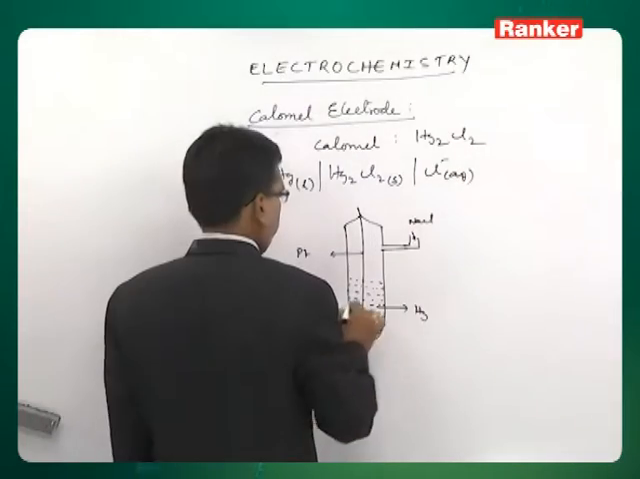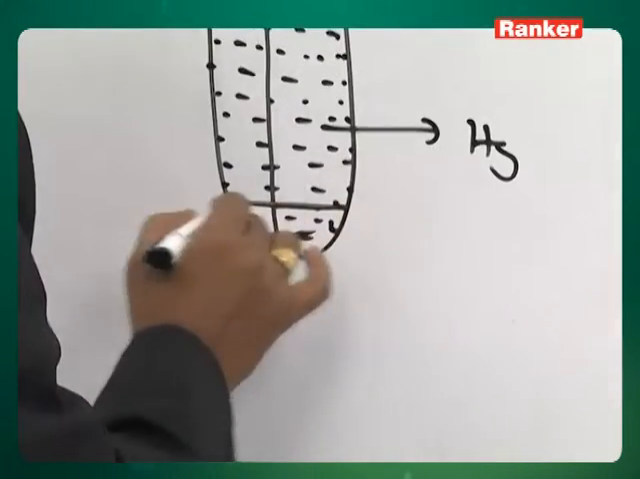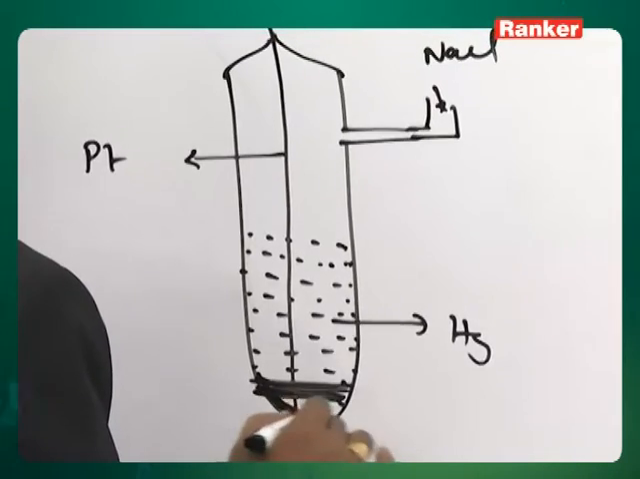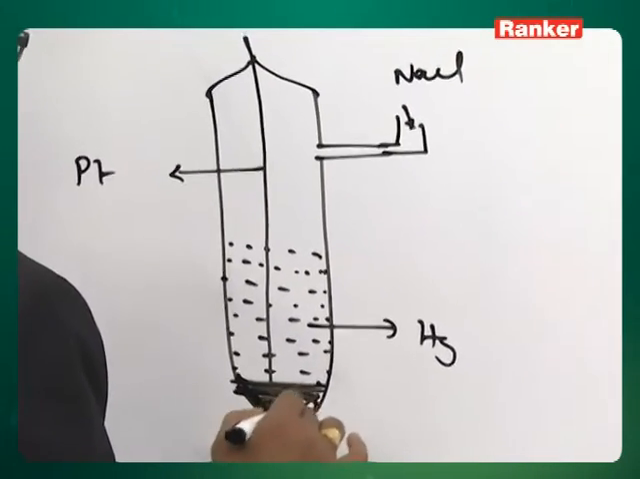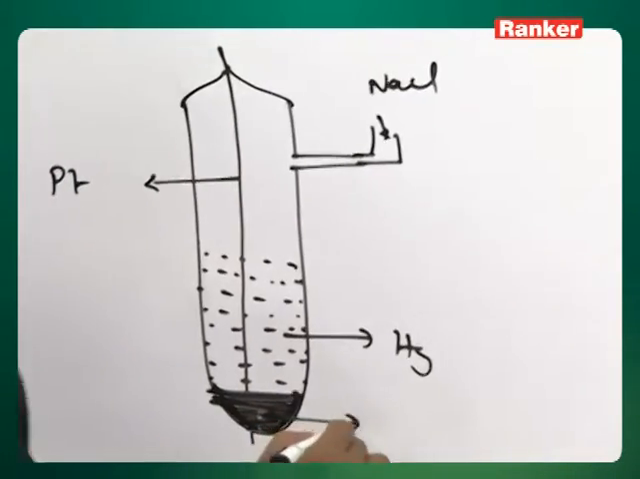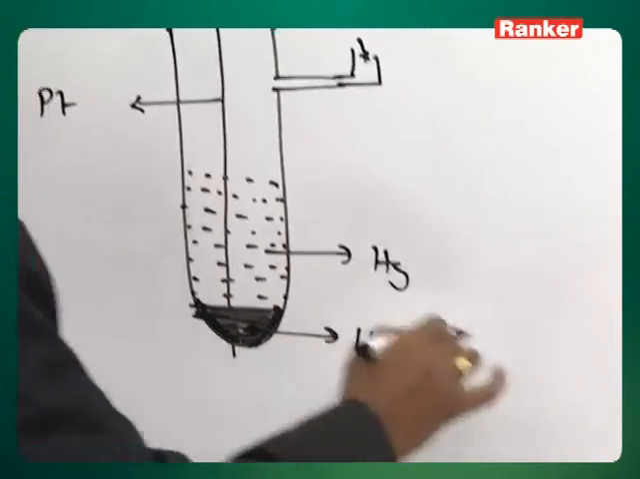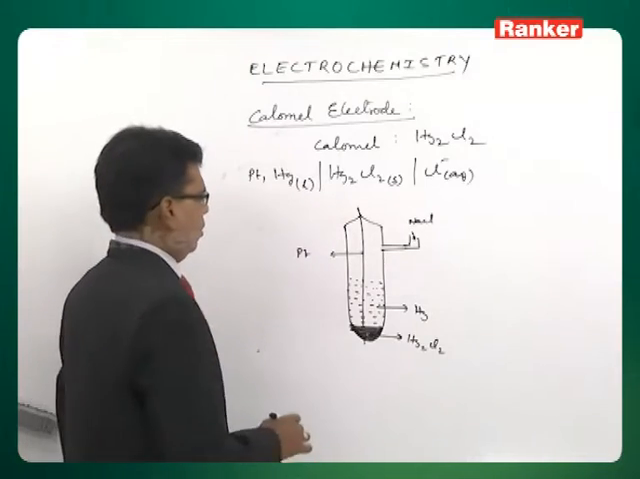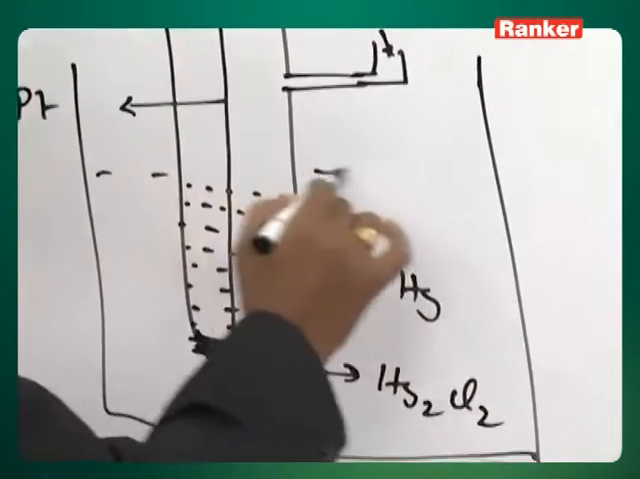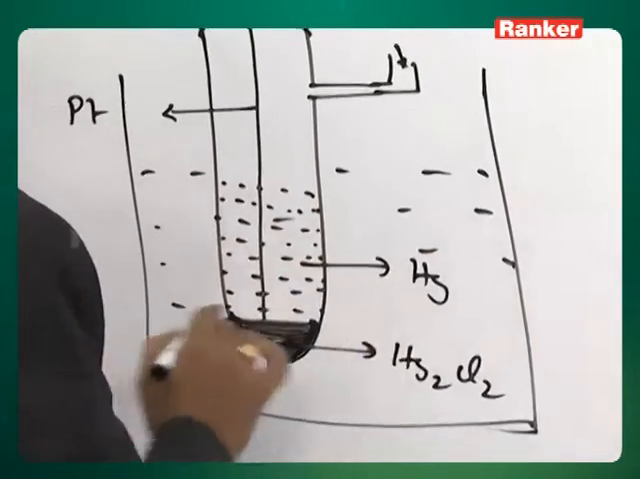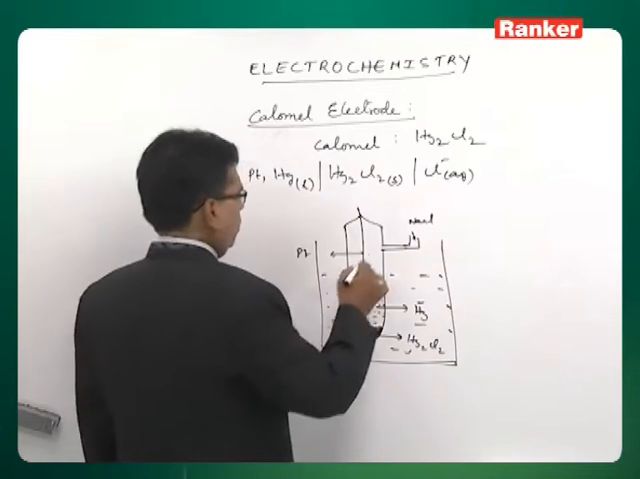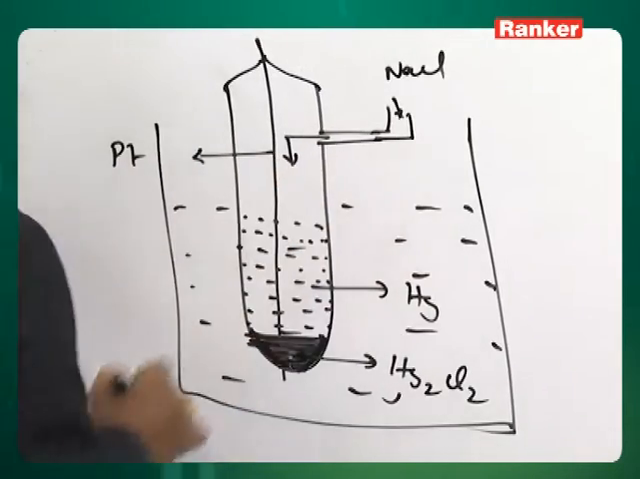NaCl solution. So, if an NaCl solution is passed, here you will get a precipitate of Hg2Cl2. This Hg2Cl2 precipitate you will have, and of course it can be kept in a tank of NaCl solution, or else, as it is, that is what we actually use. So, this is NaCl solution.